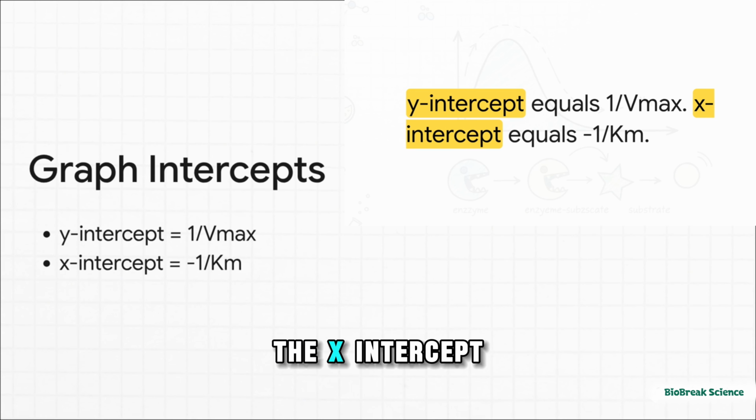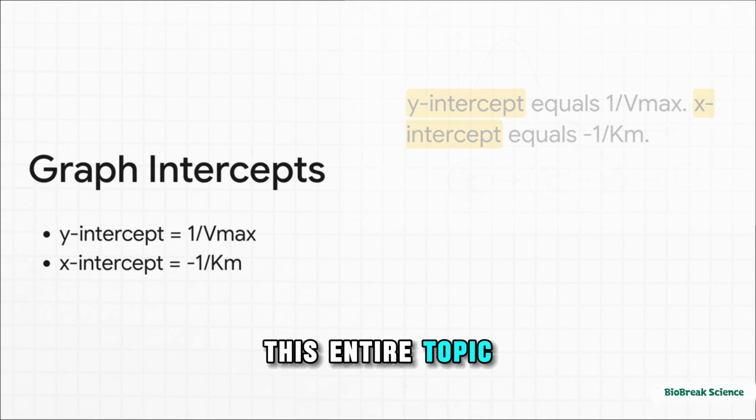Then look at the X-intercept. The X-intercept equals -1 over Km. So exactly where that line crosses the X-axis directly tells you your Km. Memorizing what these two specific intercepts represent is honestly the golden key to unlocking this entire topic.